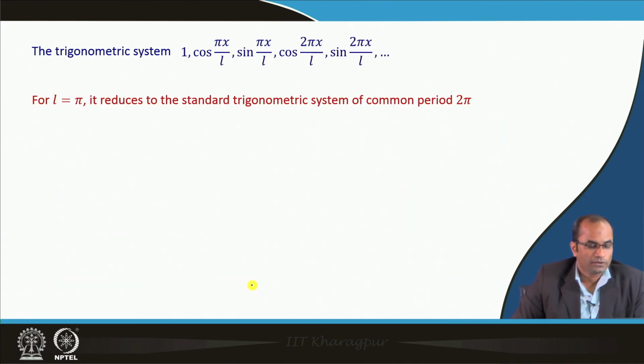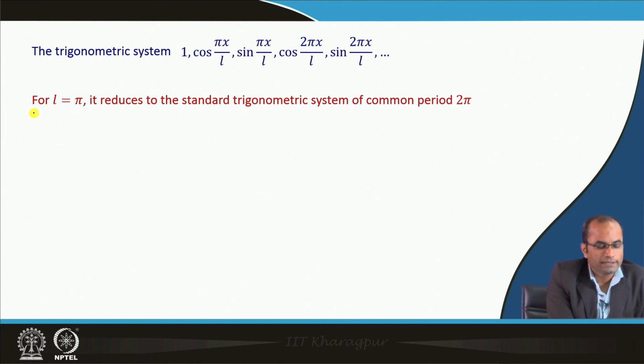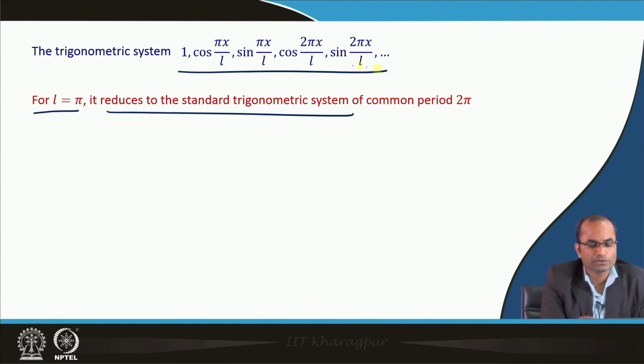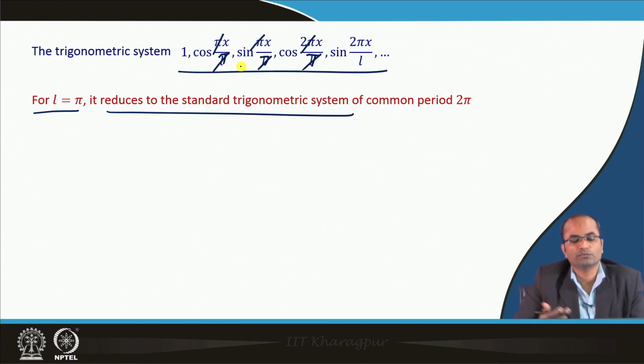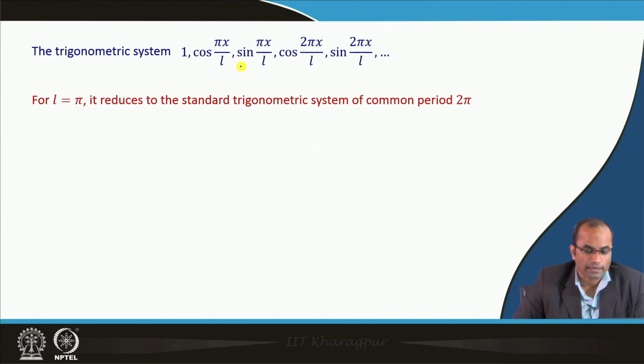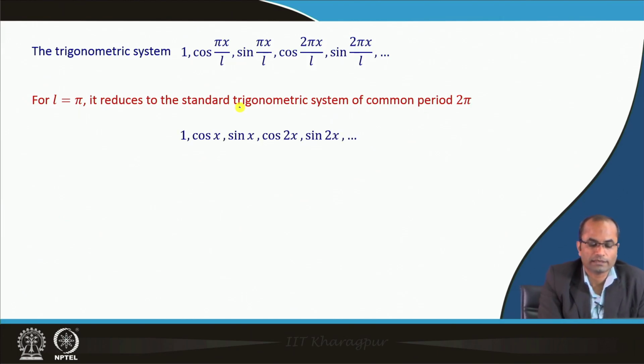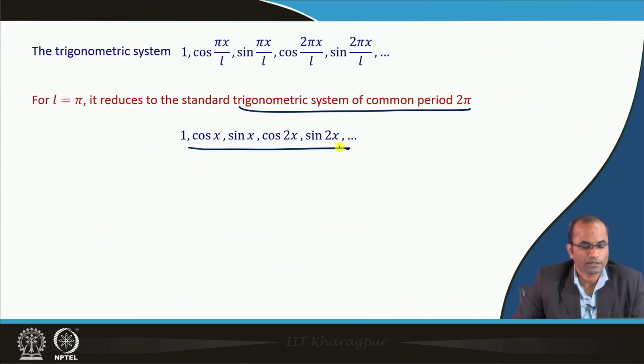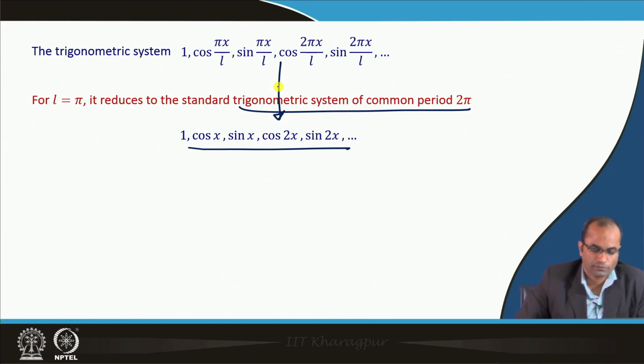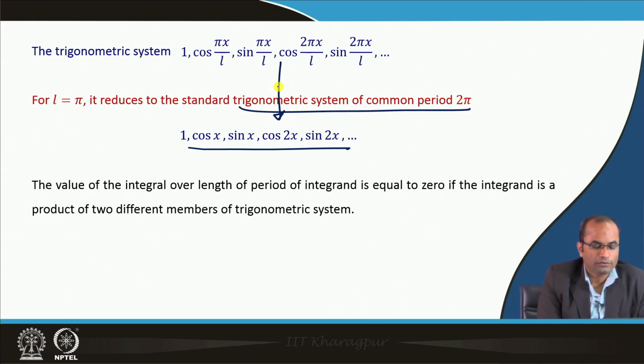So, what we have now is a remark. For l equal to pi, if we put l equal to pi, this system reduces to simply the system which we have discussed before: 1, cos x, sin x, cos 2x, etc. This is the standard trigonometric system of period 2 pi, which can be obtained from this one.